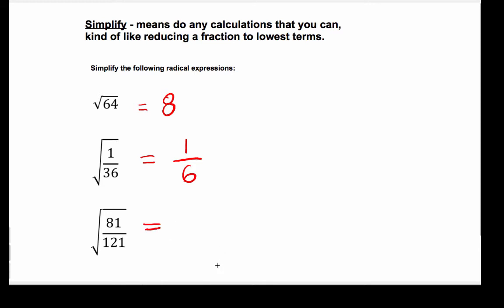Thinking about perfect square numbers some more, here we have another fraction. We just need to think about these two numbers, 81 and 121, if they are in fact perfect square numbers, and they are. The square root of 81 is 9, and the square root of 121 is 11.